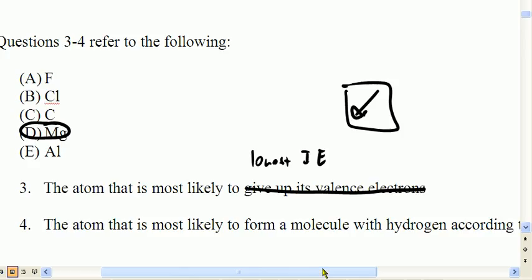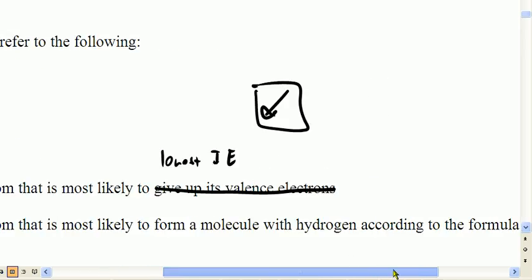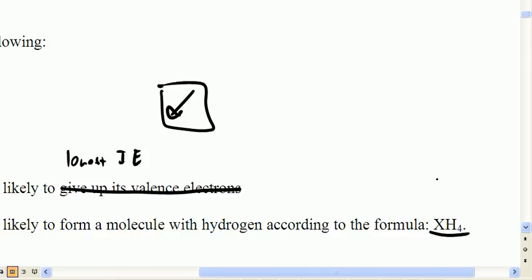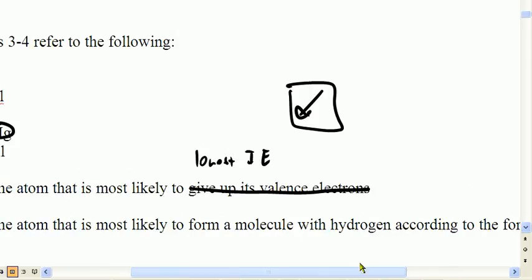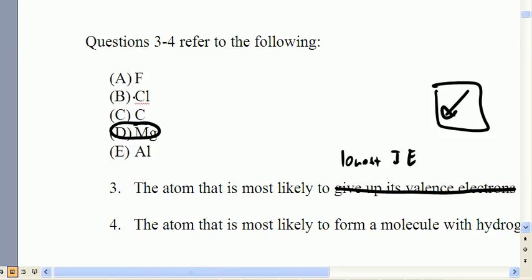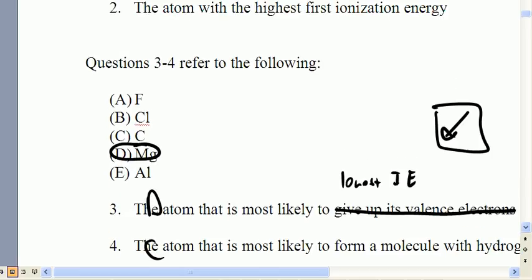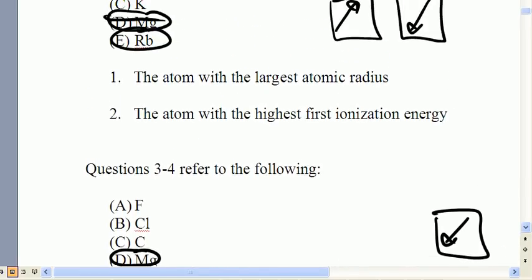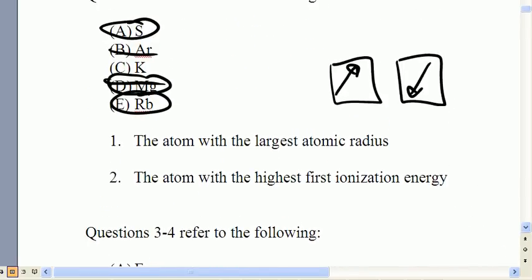The atom that is most likely to form a molecule that has the formula XH4, you could substitute that with C. That works because carbon has 4 valence electrons. So the answer to 3 is D, to 4 is C. The answer to 1 is E, and the answer to 2 was A.